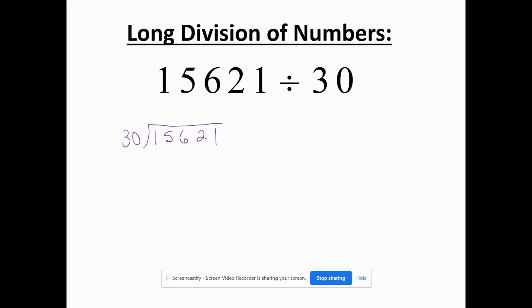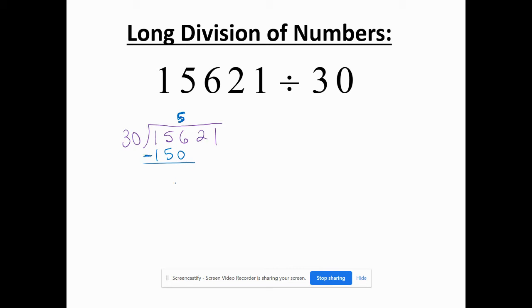So we're dividing 15,621 by 30. So I know that 30, the 15 isn't going to work. I have to look at the 156. So 30 goes into 156 5 times. Maybe I should switch colors here. It goes in here 5 times because 5 times 30 is 150.